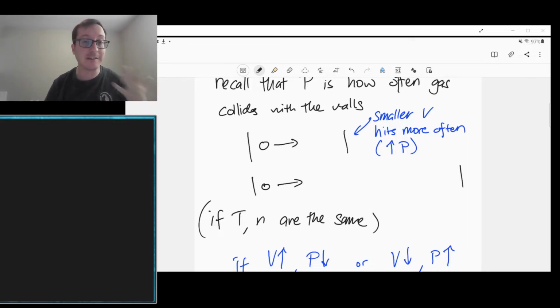And remember that pressure is how often it's hitting. So with a large volume, you're going to hit less often. There's more space for you to travel before you hit the wall. All right, and we're assuming that your temperature and number of particles is the same.